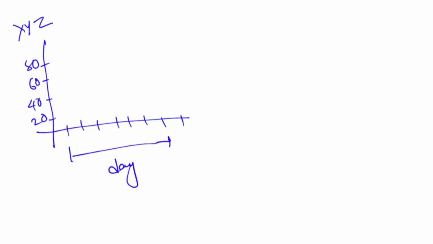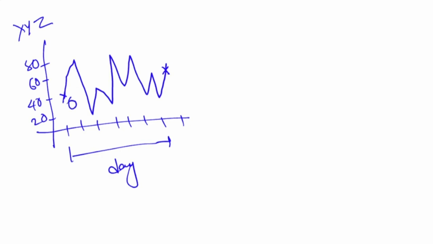Let's assume the stock opened at 40 rupees. From there it moved to say 60, then 80, came back to 20. Again it started fluctuating here and there and it closed the day at say 60. So the open point is 40, close point is 60, high is 80 and low is 20.